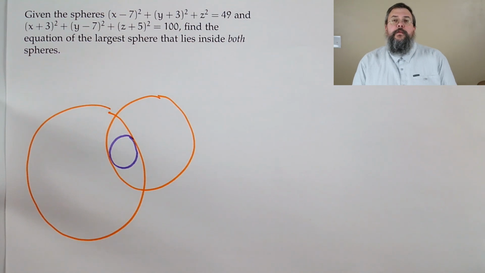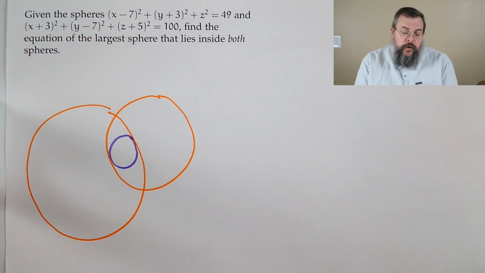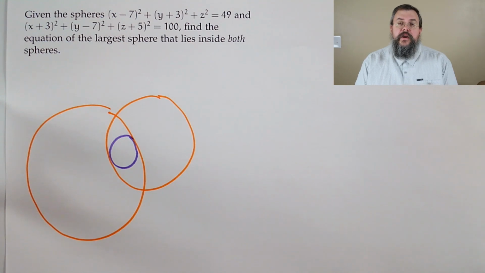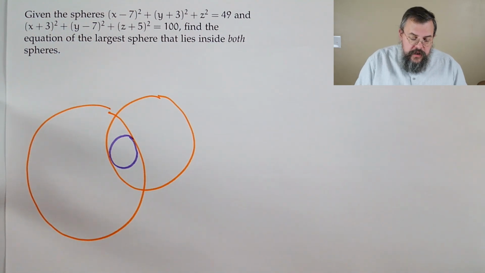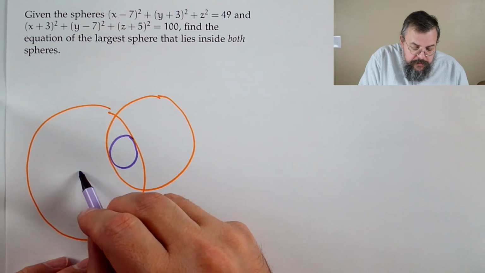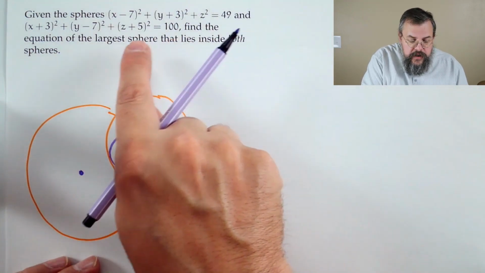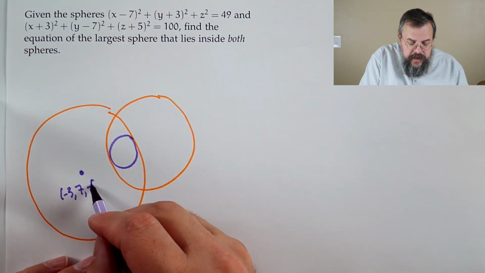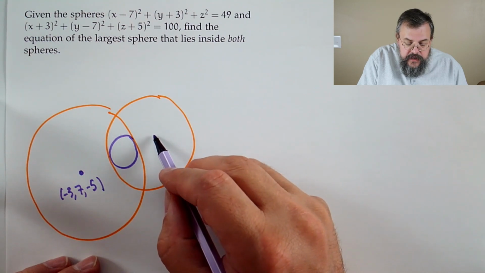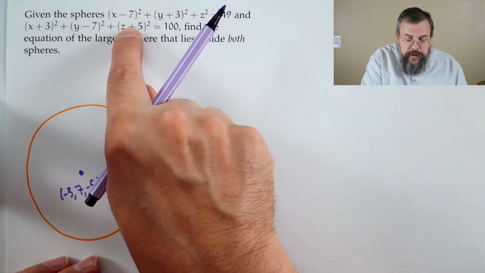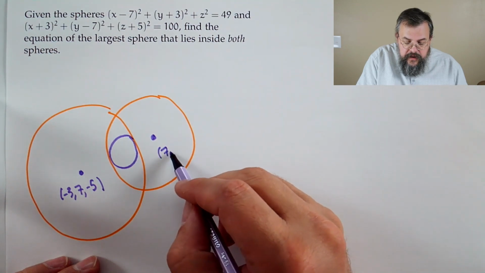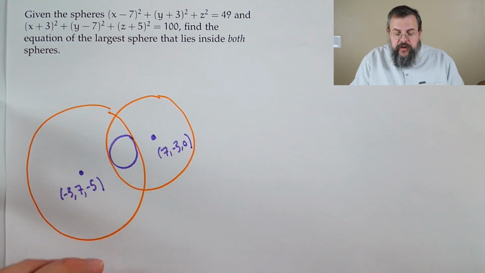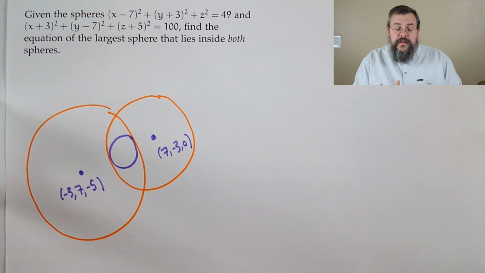So let's start thinking about what must be true. Well, one of the key ideas with spheres is oftentimes you focus on the centers. How do the centers relate? So if we think about our centers, we can think about our picture here. So in the big sphere, where's our center? Well, it would be at -3, 7, -5. In the smaller sphere, we would be at 7, -3, and 0. So those are our two centers.